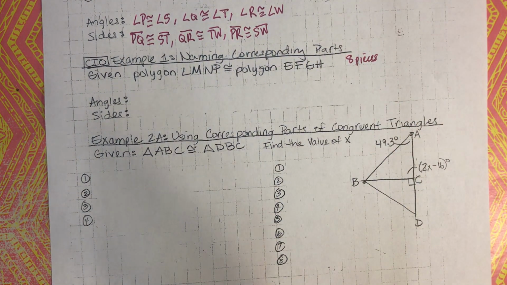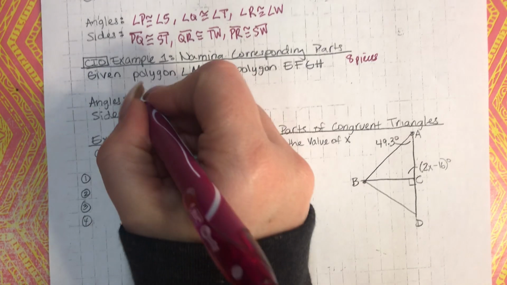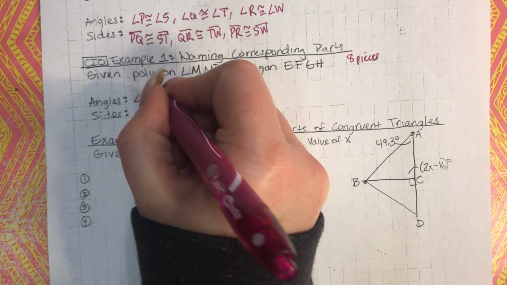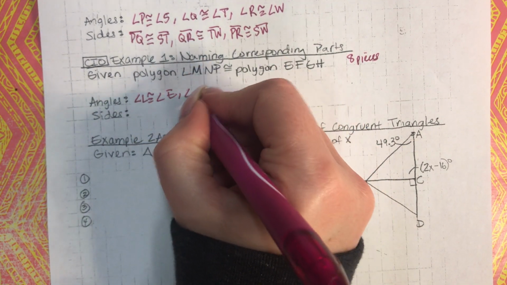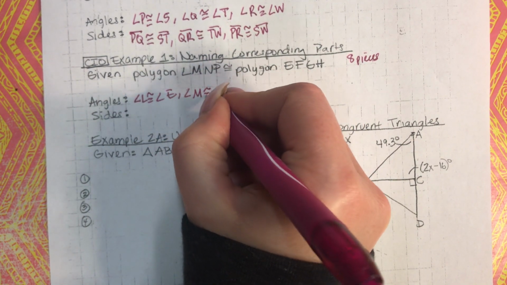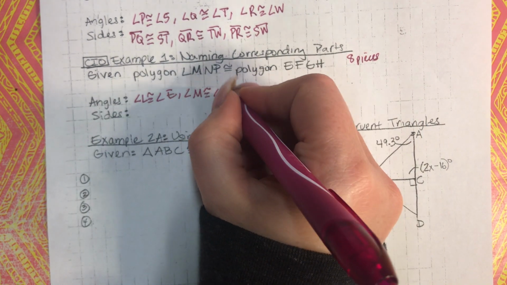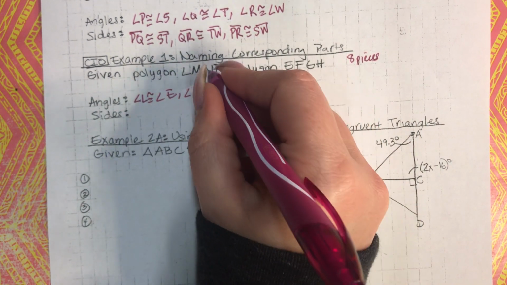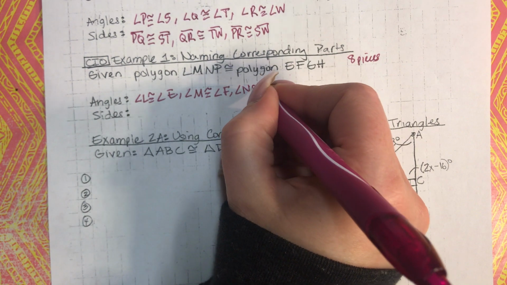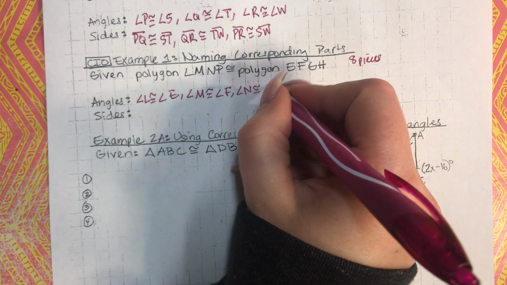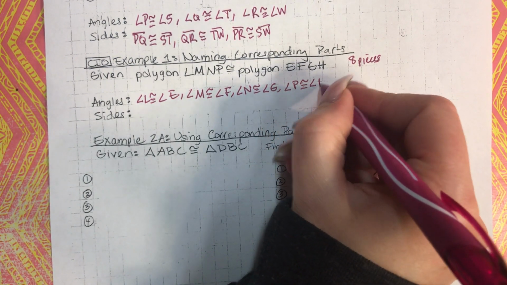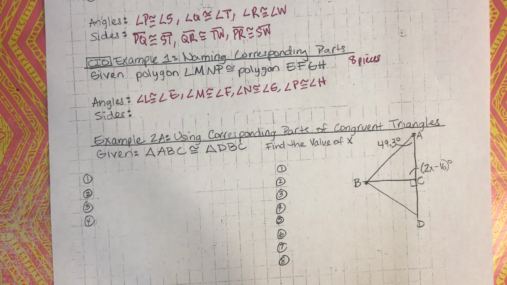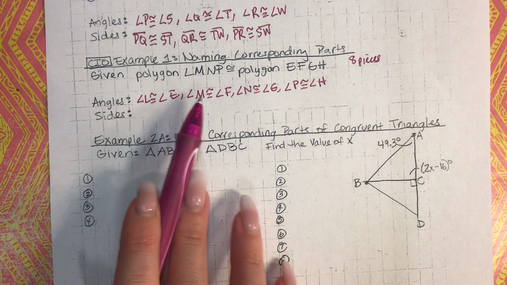The first one is going to be the angle listed first. So angle L is congruent to angle E. The next one would be angle M is congruent to angle F. Third would be angle N is congruent to angle G. And the last one is angle P is congruent to angle H. Okay, we have our 4 sets of congruent angles.